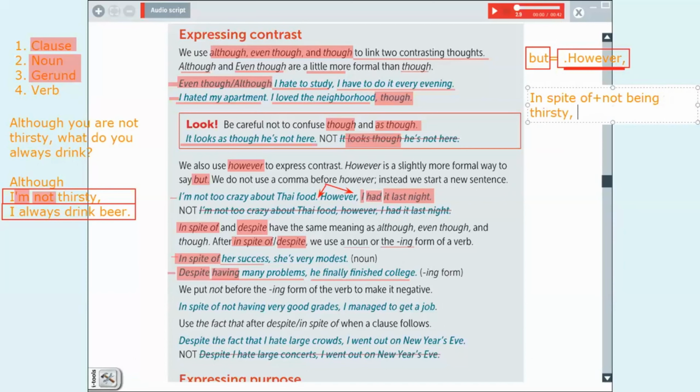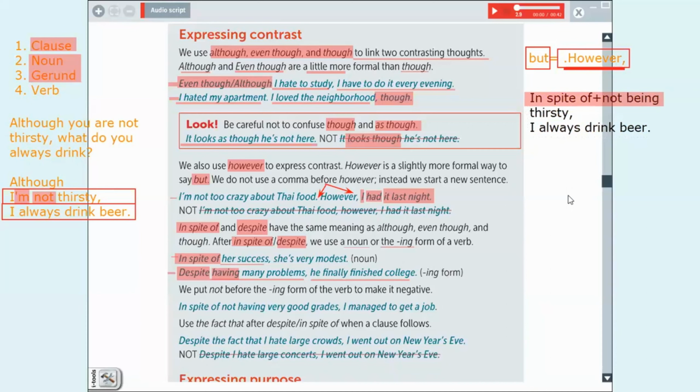What happens? I always drink beer. Just like that. As you can see in your example, "I'm not thirsty" is now with the gerund idea, "in spite of". But not... for me this part was confusing. Why?